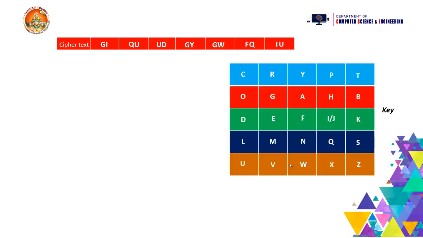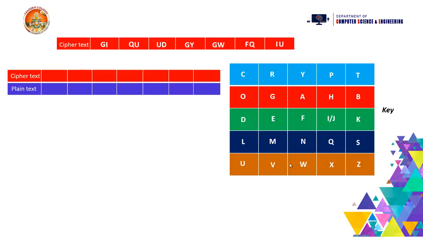We already divided our ciphertext into two-letter pairs and we have a key sequence. By using this key sequence, we are going to decrypt our ciphertext and generate plain text. Take the first pair GI. Verify GI in our key sequence. G is here, I is here. So both are in different rows and different columns, so rule 4 is applied. G and I are replaced with the opposite corners of those letters. So G is replaced with H and I is replaced with E.